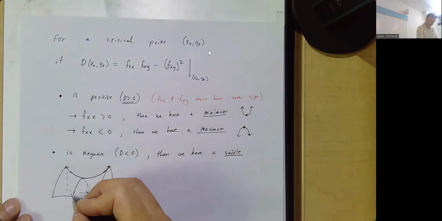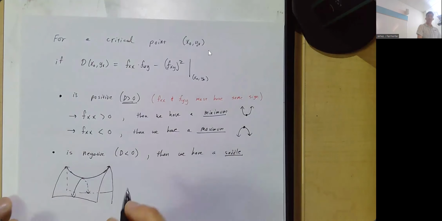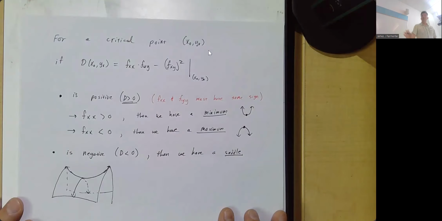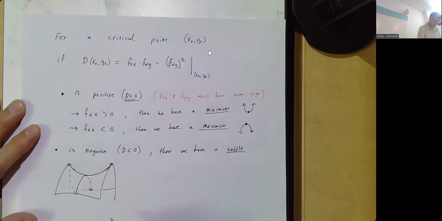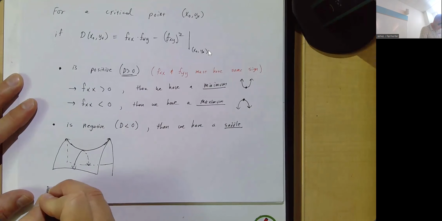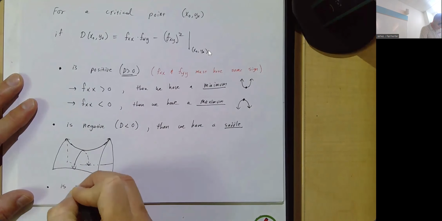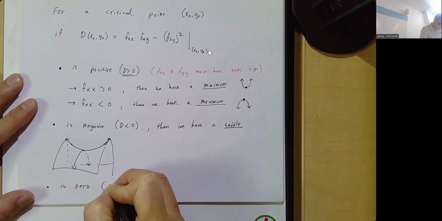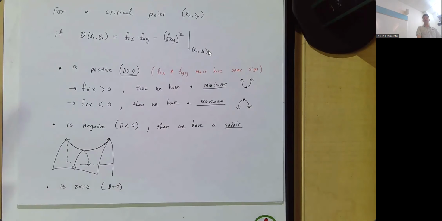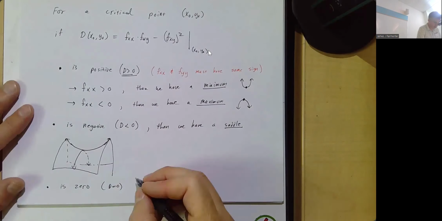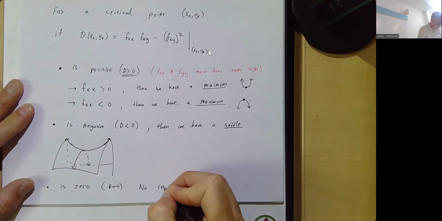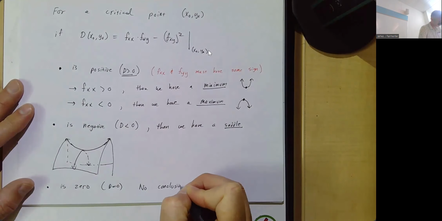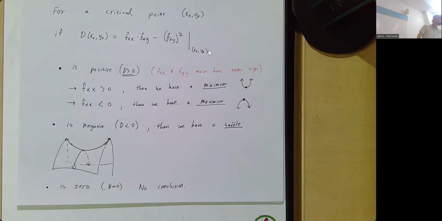So concave down this way, concave up that way. And that's all you have. There's nothing more. So if D is negative, you're done. Saddle, end of story. And then finally, sadly, if D is 0, then you cannot make a conclusion based on this test. There are other things you can do, but it usually doesn't come up too much, if at all.